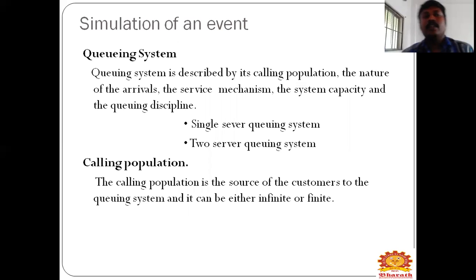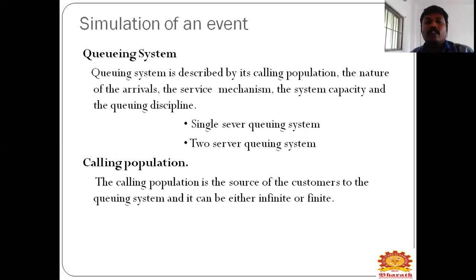And the next one is the simulation of an event. In the simulation of an event, you will be having a queuing system. A queuing system is described by its calling population, the nature of the arrival, the service mechanism, the system capacity, and the queuing discipline. In this, you will be seeing two types of system: one is the single server queuing system, and another is the double server or two server queuing system.